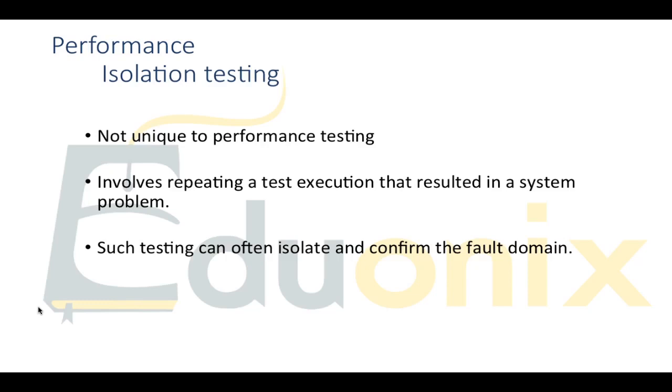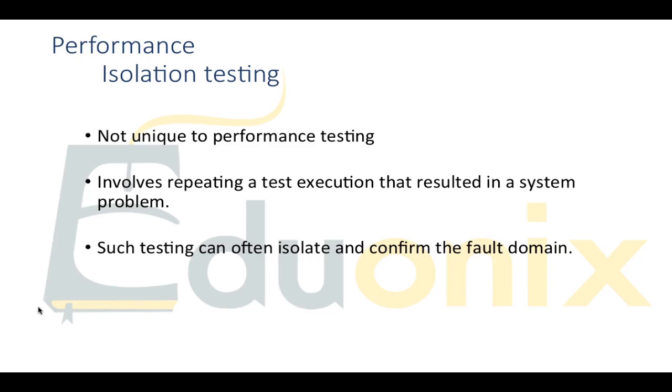Next we have isolation testing. Now it's not unique to performance testing, but it does involve repeating a test execution that resulted in a system problem, such as a particular spike test. If you did a spike test and discovered a problem, the spike test would then become an isolation test.